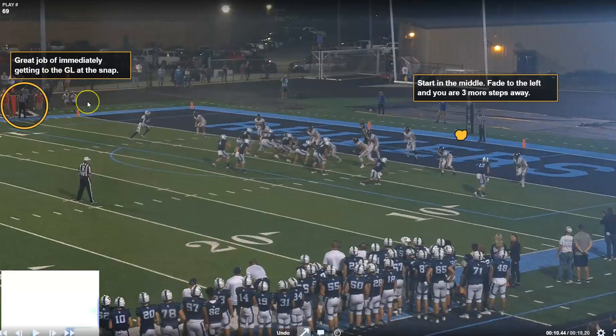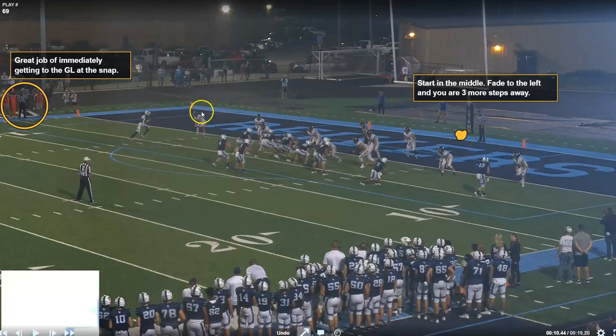This official does a great job, the head line judge does. The line judge, you'll see, kind of gets caught and is like, oh crap, I'm supposed to be there, and doesn't get to the goal line in time. We end up making the right call, but if we're in better position, we've got a better chance of making that right call.